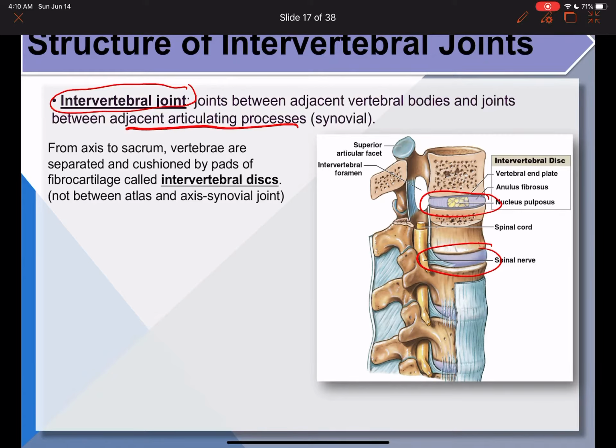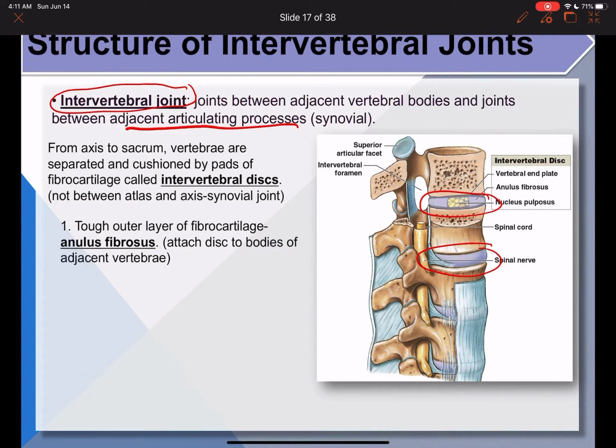Now, what I was about to say is that there is no intervertebral disc between the atlas and the axis, which is the atlantoaxial joint, because on the atlas vertebral bone, there isn't a vertebral body for there to be an intervertebral disc. So that's why you don't have an intervertebral disc underneath the atlas.